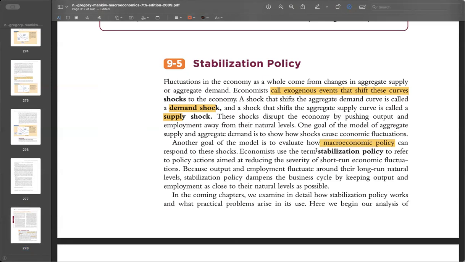The term stabilization policy refers to policy actions aimed at reducing the severity of short-run economic fluctuations. So if Y is less than, for example, Y bar, or Y goes down, you can use stabilization policy to increase Y. That's typically the case in a recession or a depression. But you could also think of a situation wherein prices are very high and output is higher than the natural rate, and that's why inflation is rising. You could also use stabilization policy in those cases, as we might see.